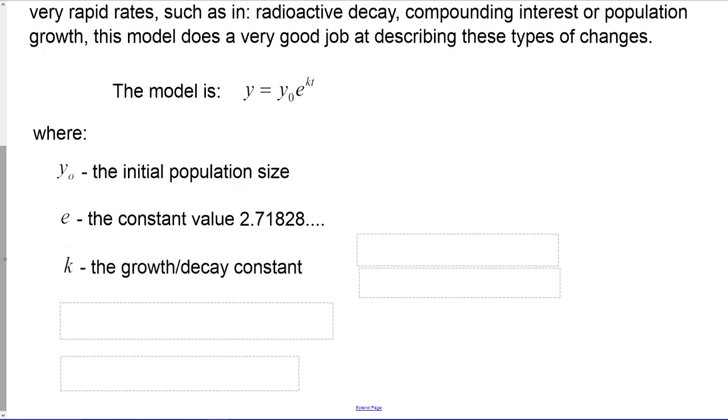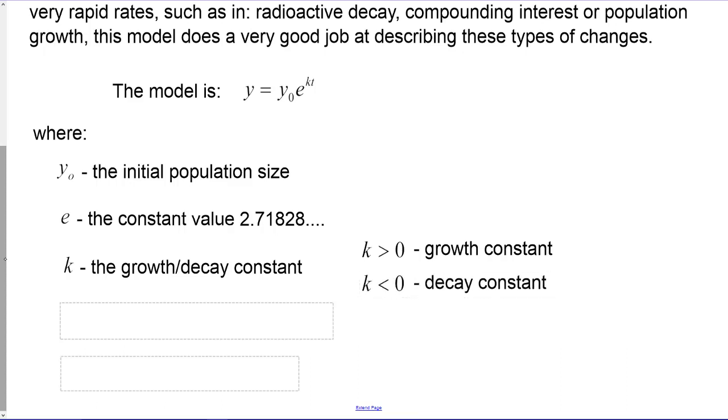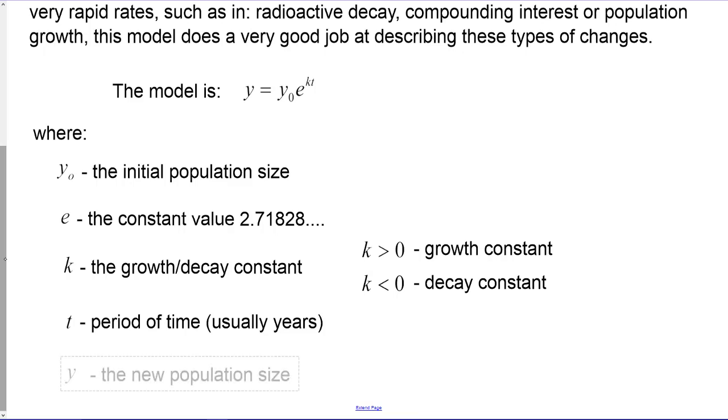k is referred to as the growth or decay constant, and if k is positive, it'll be a growth constant, so the population is increasing in size. And if k is negative, it will be a decay constant, so the population is decreasing in size. t is a period of time, which is usually years, but it doesn't have to be in years. And y is referred to as the new population size.